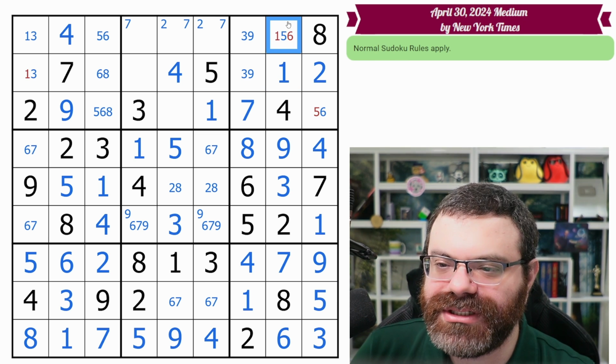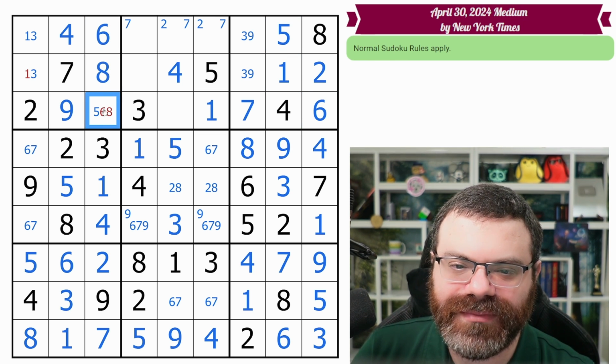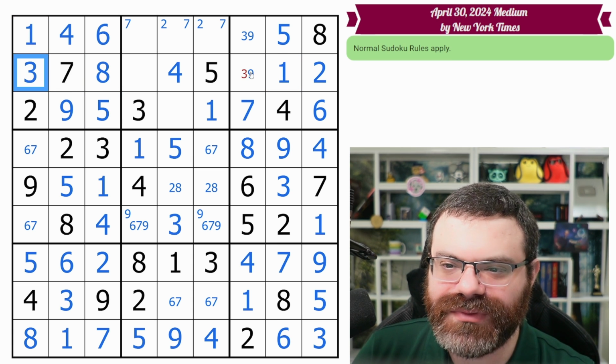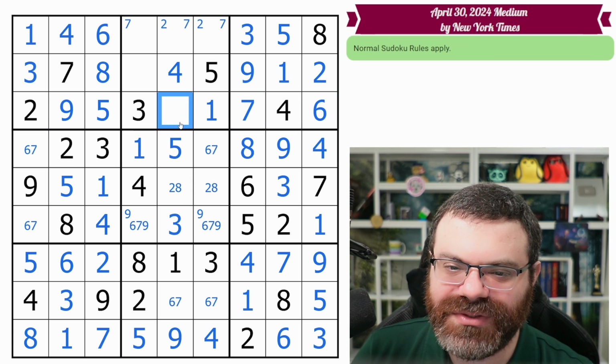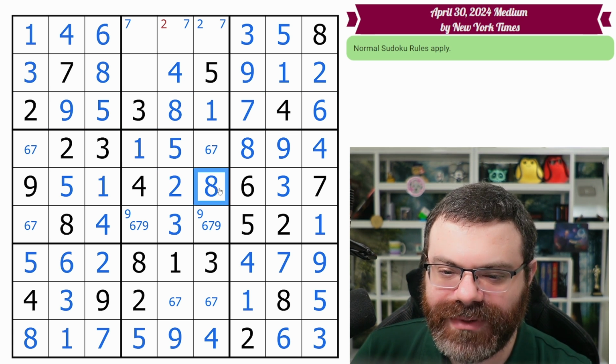That 6 looks up, finishes this triple entirely. This 5 looks in, finishing this triple entirely, and this 1 looks in, finishing this pair. Right, we're getting a lot of this. This 3 comes back, finishing this pair. This row has just 1 digit left to place. Always good to place that. That's an 8. That finishes this 2-8 pair.